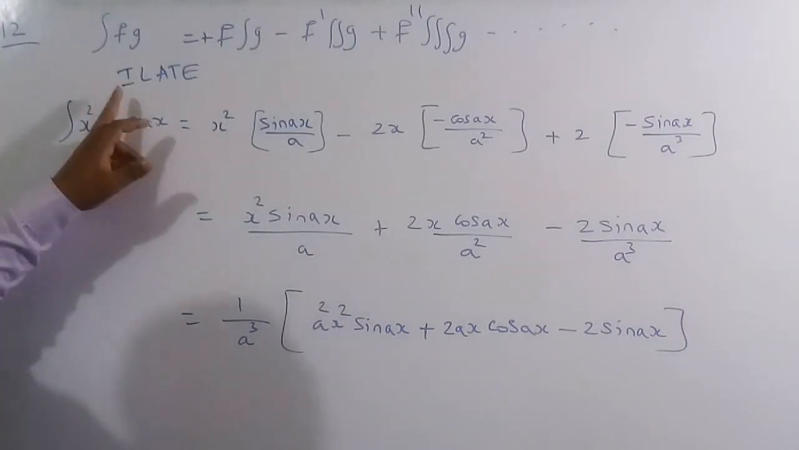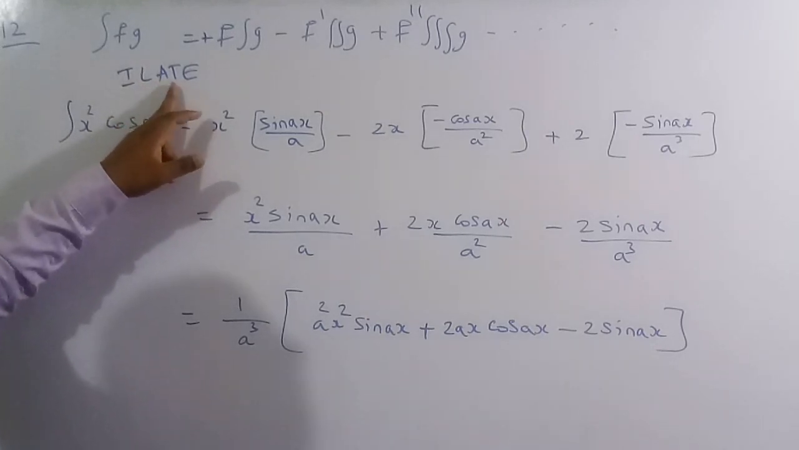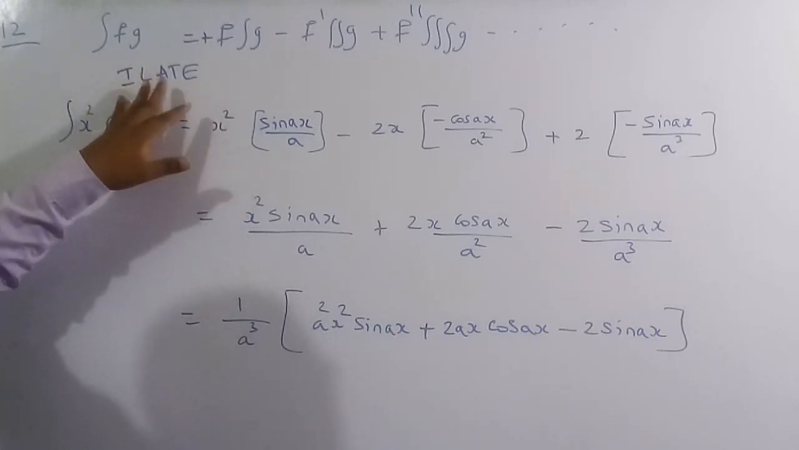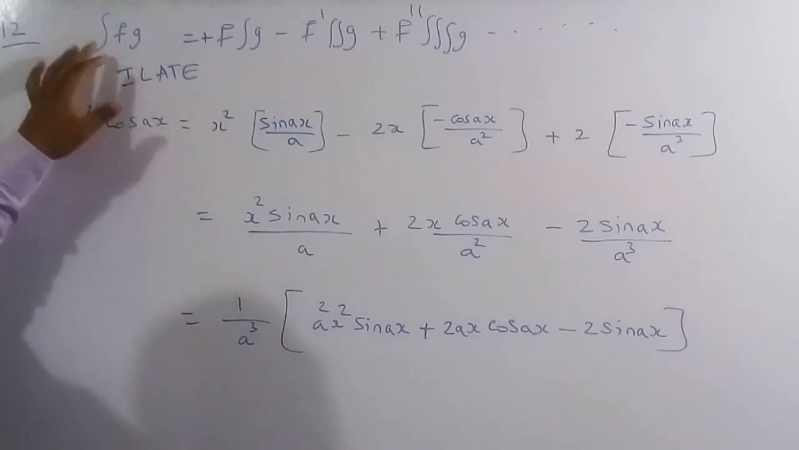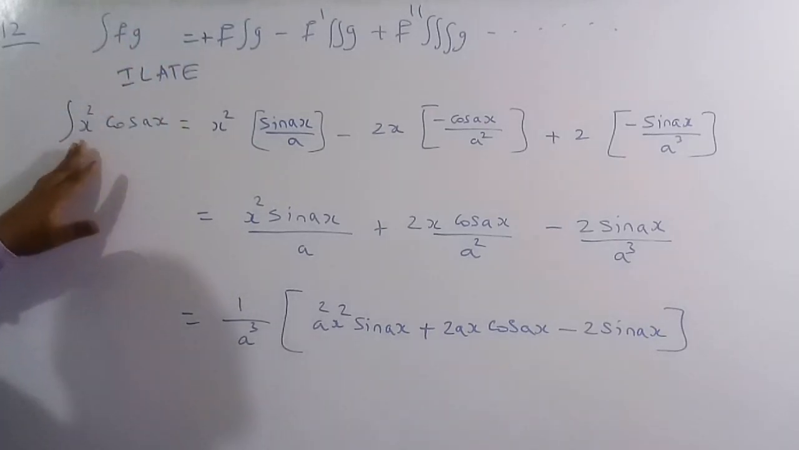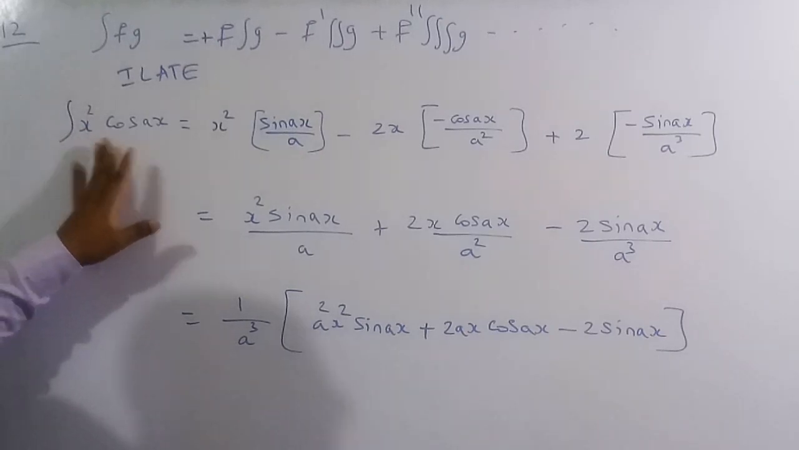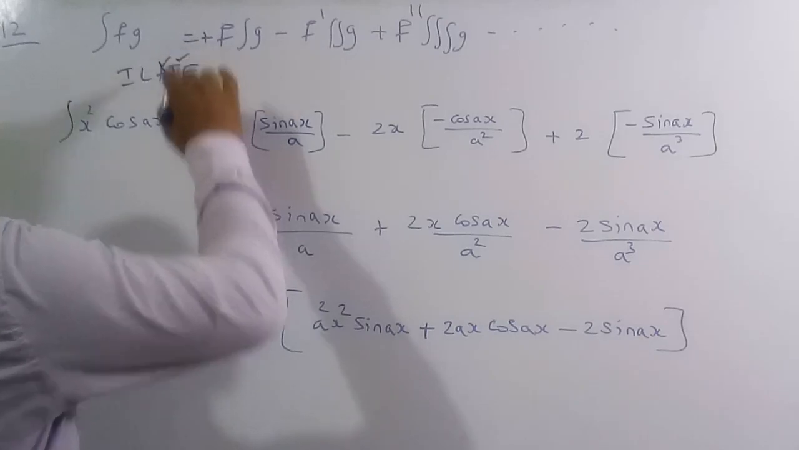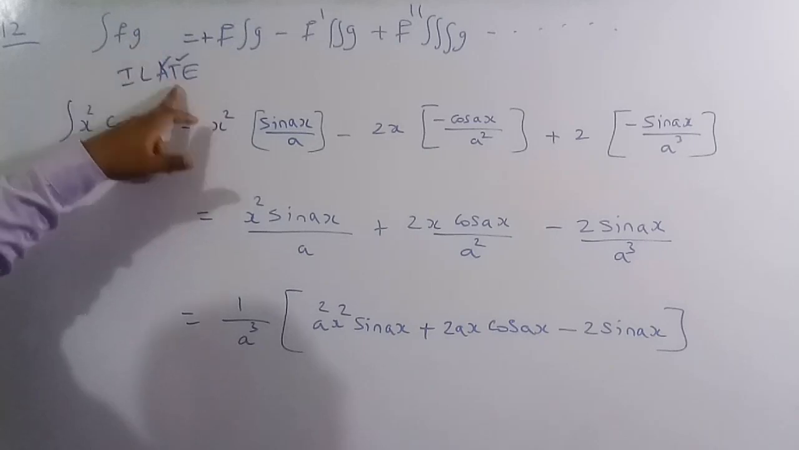I is the inverse trigonometric functions, L is logarithmic functions, A is algebraic functions, T is trigonometric functions, and E is exponential functions. So based on this we have to choose f and g. Whichever function comes earlier, that we choose as f, and the remaining one we take as g. If you see carefully here, in the integration of x square cos ax, x square is an algebraic function, whereas cos ax is trigonometric. So algebraic comes earlier than trigonometric. Therefore we choose f as the algebraic one, and the remaining one is trigonometric.